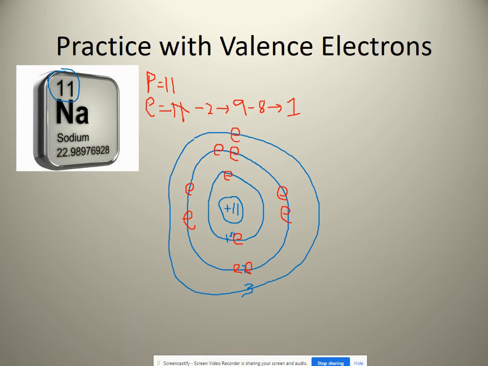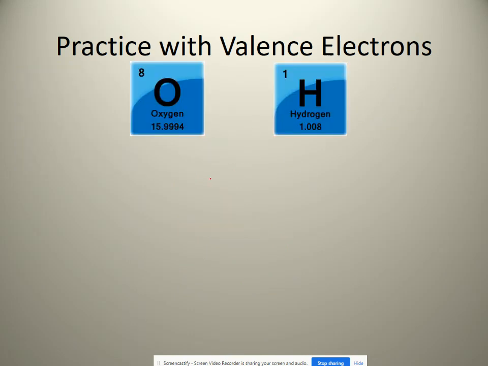Go ahead and put it up here. This is my valence electron, okay? And sodium has 1 valence electron. And so I'm going to go ahead and write that on here. 1 valence electron. And it wants oh so bad to get rid of that 1 electron. We'll go over what happens there.